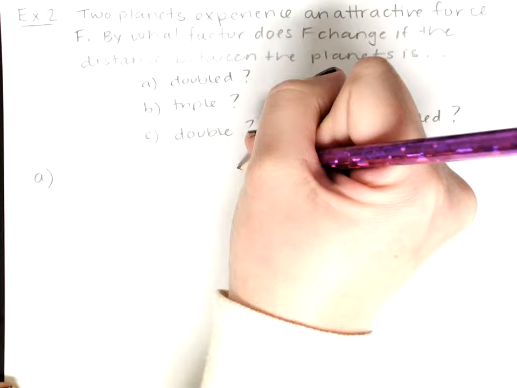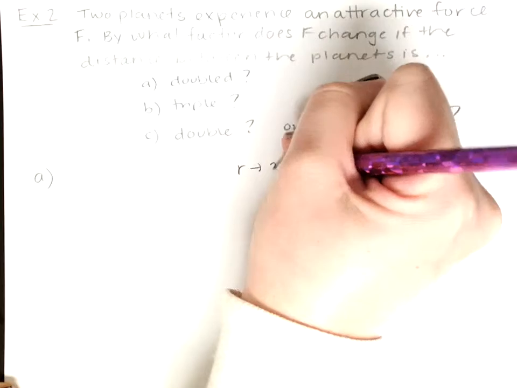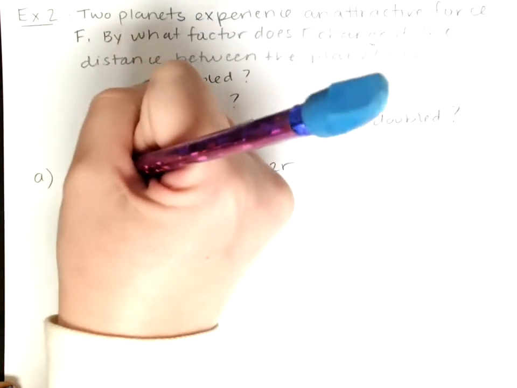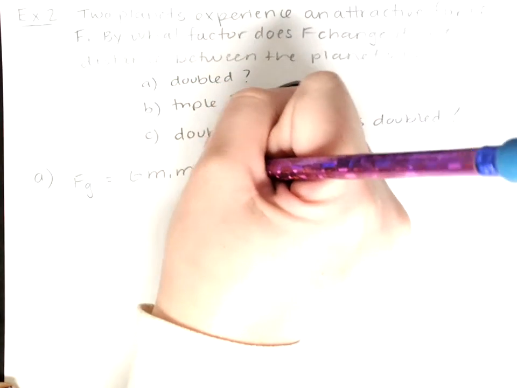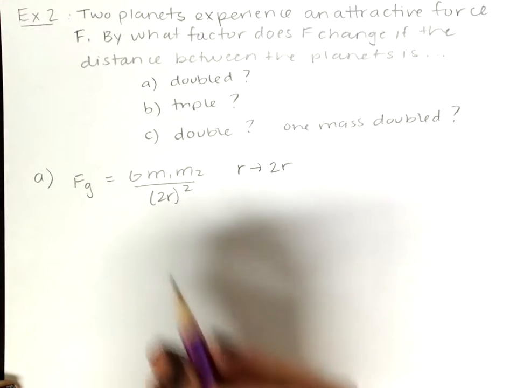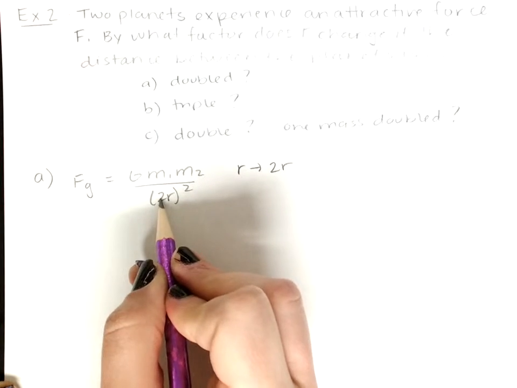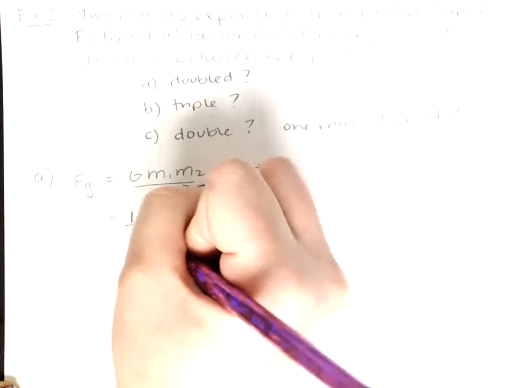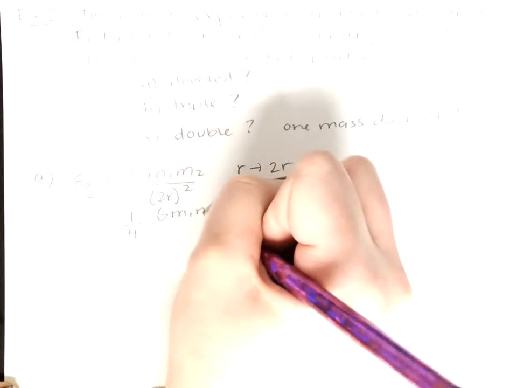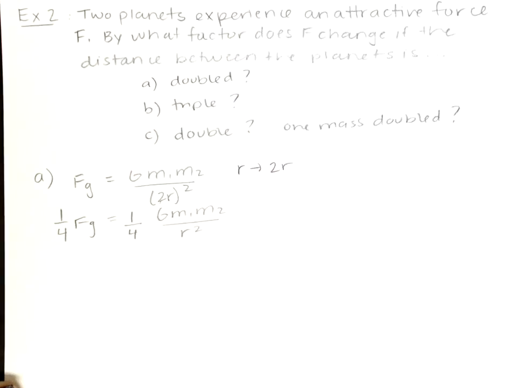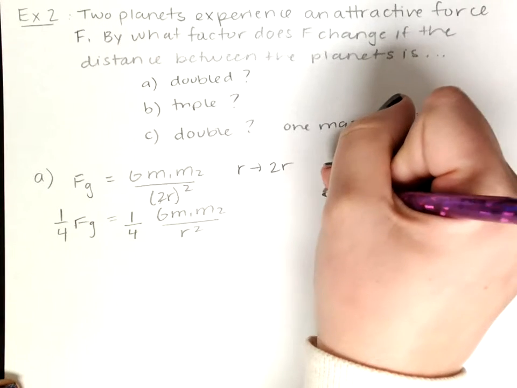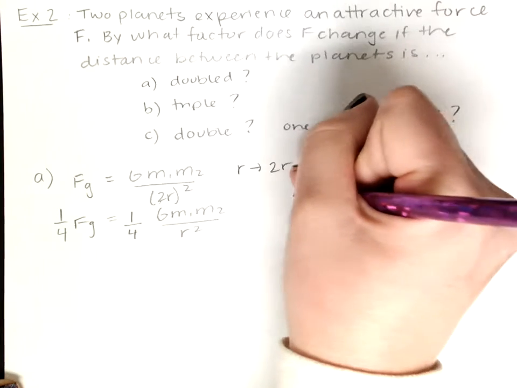For part A, the radius is becoming 2r. So we want to write our equation so it has 2r instead of r: G m1 m2 over 2r squared instead of r squared. We want to pull out that other factor that we've now added to our equation so that we end up with the same equation we started with, the original equation. If we have 1/4 on the right-hand side, we need to have 1/4 on the left-hand side. So our final answer is decreased by a factor of 4.